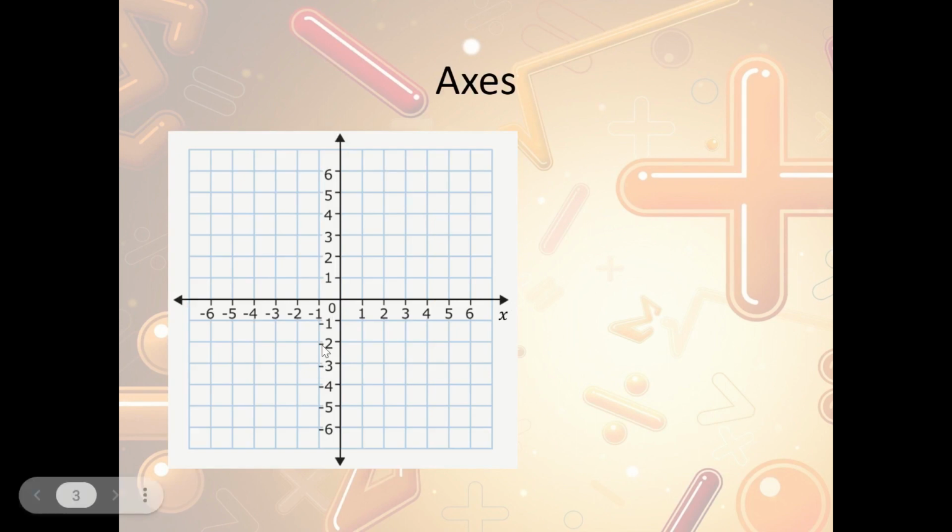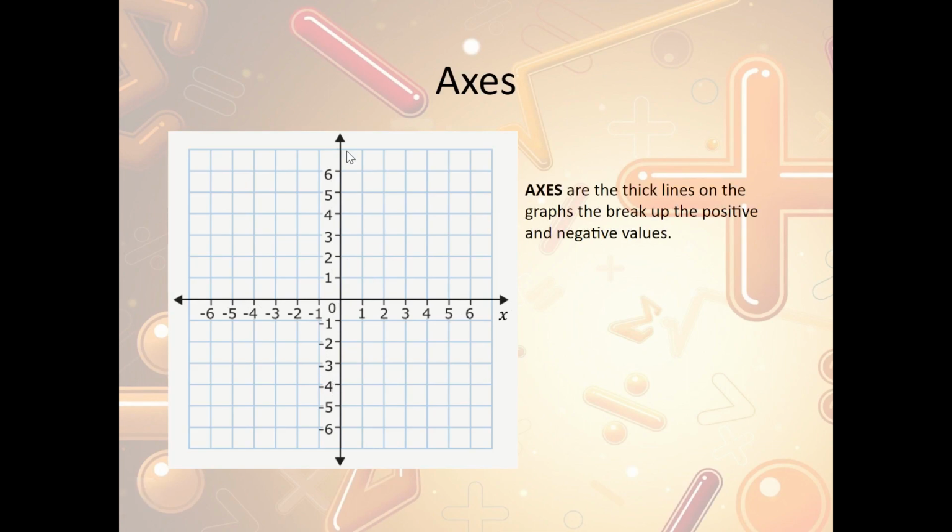So within the coordinate plane, we should notice that there's these lines that break up the x and y's. The axes are the thick lines that break up the positive and negative values. So if we look here, we have our x's here that go this direction, and we have our positives on this side and our negatives on this side. And they're broken up by this line here that represents the negative y's and the positive y's. So they break up each other and create positives and negatives in each of these boxes.